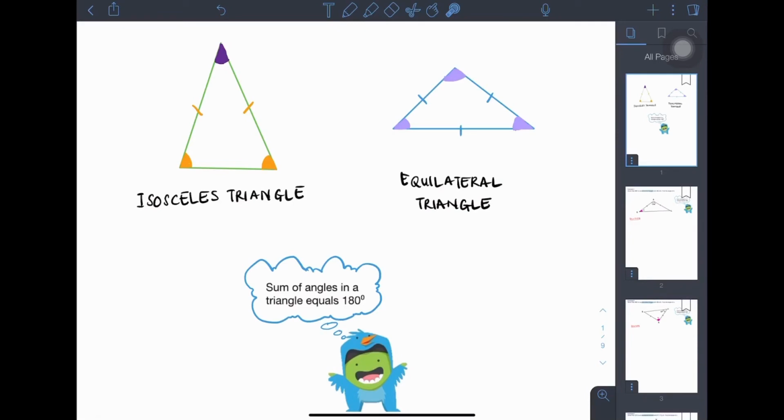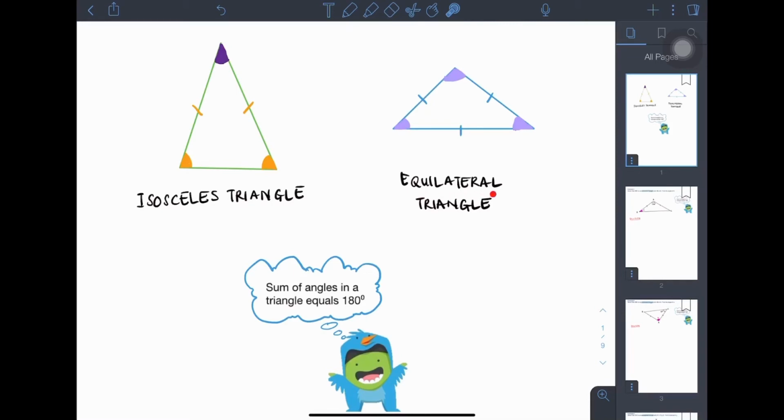So an isosceles triangle is a triangle that has two equal sides and also two equal angles. It means that if this angle is 30 degree, this angle is 30 degree as well. If this length is 5 cm, this length is 5 cm as well. So that's what it means by isosceles triangle.